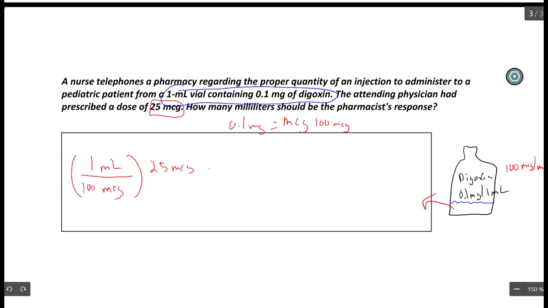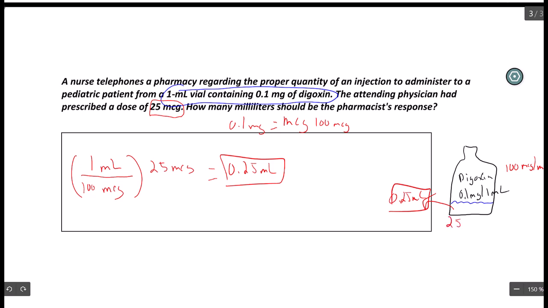This is what I would phone to the nurse. We would say you're going to withdraw from that vial 0.25 mLs. So 0.25 mLs. In that 0.25 mLs, you're going to get a dose of 25 micrograms. And that is what you're going to inject to the patient.